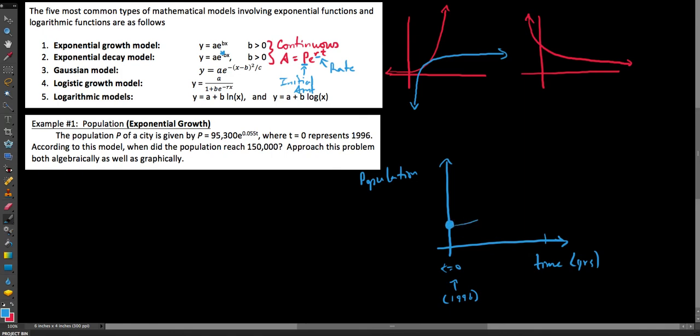In terms of our representation, we just want to make it seem like this. And I think it's important that we denote that at 0 years we have 95,000. We don't want to put a comma there. 300 people there.